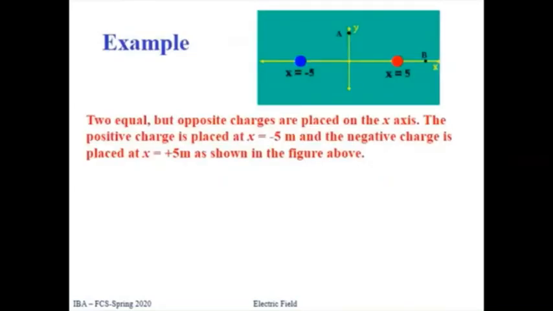Let's have a very short quiz. Two equal but opposite charges are placed on the x-axis. The positive charge is placed at x = -5. So here is the negative x-axis, where we place a positive charge, and a negative charge is placed at x equals plus 5 meter. So this is the point where we place the negative charge.